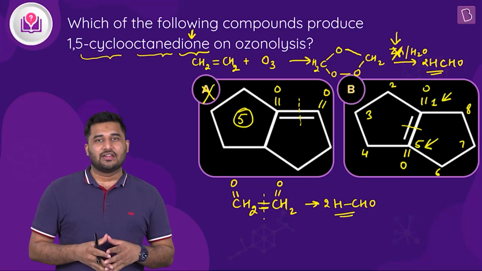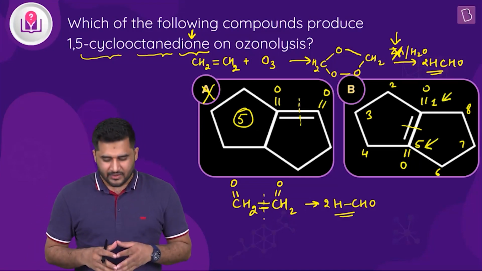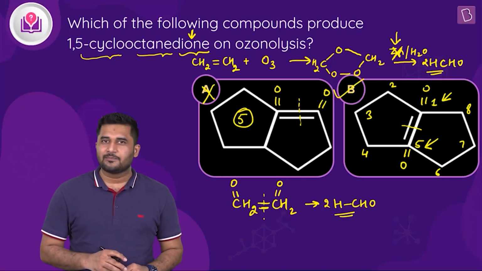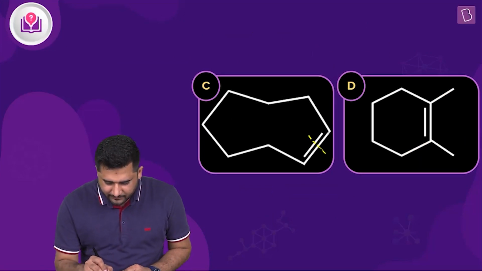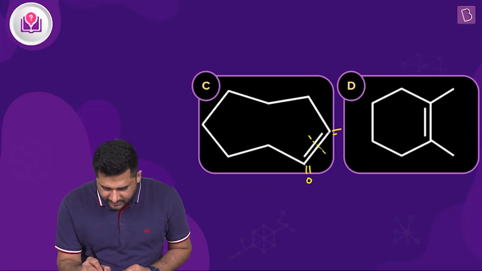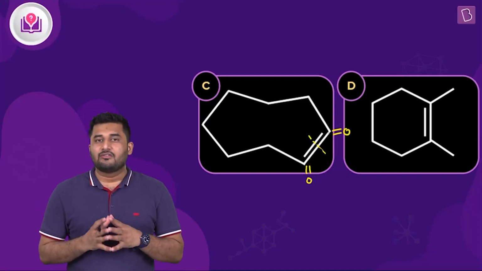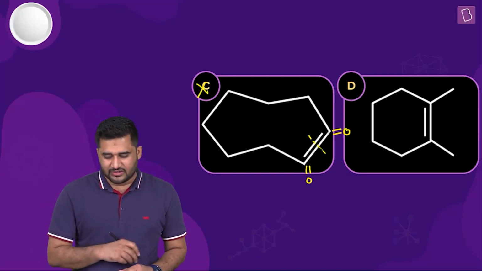So definitely the name of this product will be 1,5-cyclooctane dione, which is what we were looking for. So definitely option B has to be the answer. All right, so moving to option C, if you break it from here and put double bond O here and double bond O here, then clearly you can see that there will be no longer a ring existing in the product. So definitely this cannot be the answer.